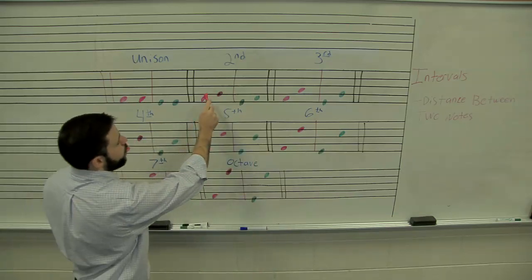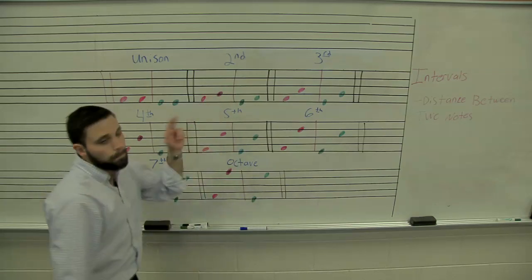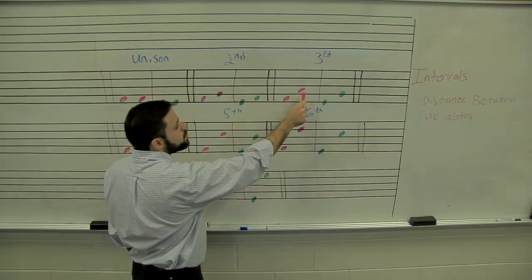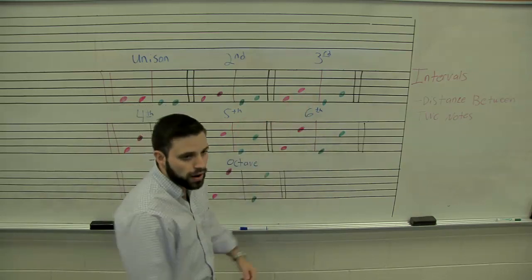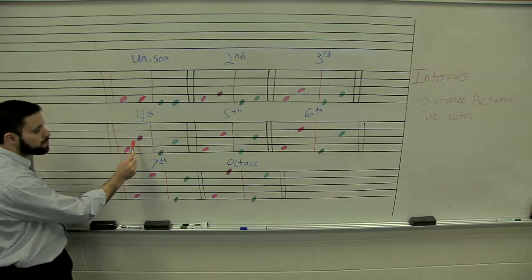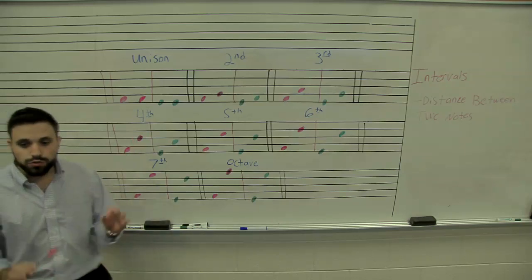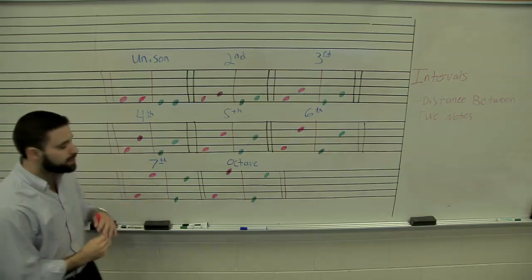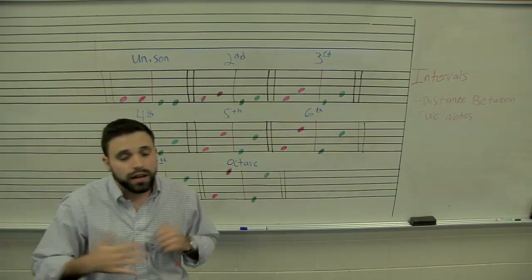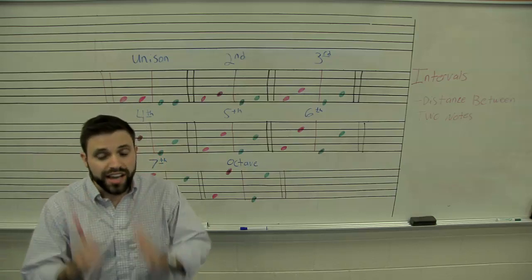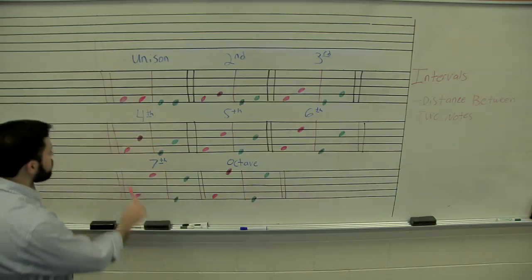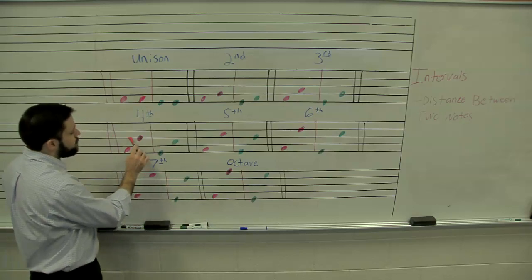So a second is 1, 2, right? We count both of the tones. So thirds is 1, 2, 3, right? A fourth is 1, 2, 3, 4. So a common mishap is going 1, 2, 3, right? Skipping the first note. That is incorrect. You have to count both of the notes. So a fourth would be 1, 2, 3, 4, right?